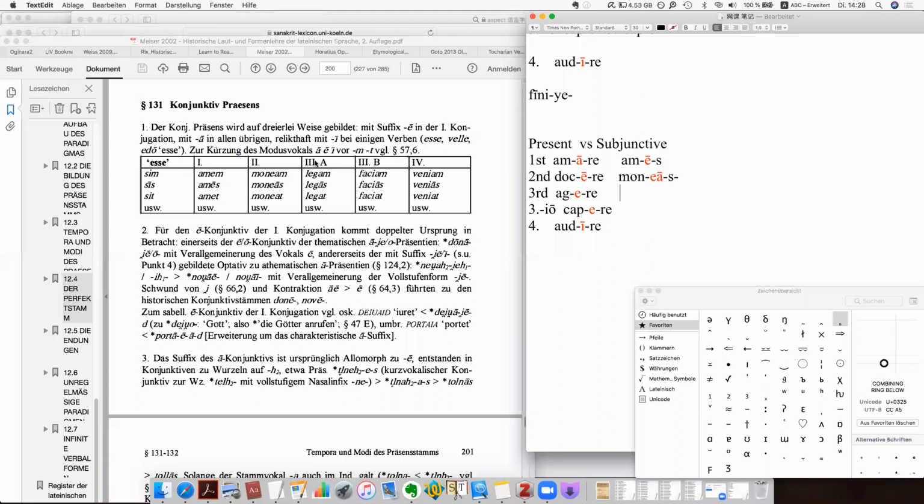two kinds, right? The first kind is this one, aud-ī-re, but he used the example of legere, and you can see it's called legas. Yeah, this is legas, right? Okay, and then the third B, the second one, with the E here, faci-ā-m, faci-ā-s, right? So faci-ā-s. Okay.